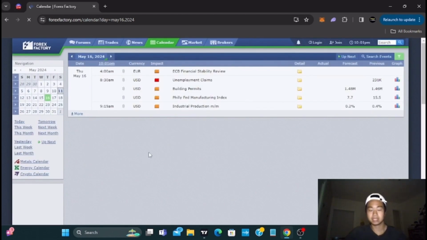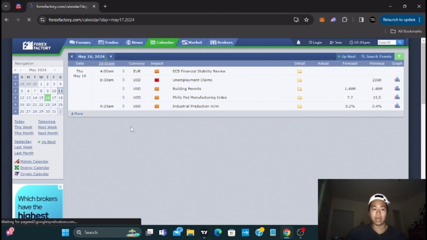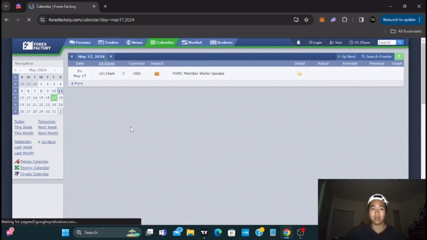On Thursday, May 16th, there's unemployment claims. It does move the market, but not as much as CPI and PPI. So you can wait like 15 to 20 minutes after news has come out to see if there's trading opportunities. And on Friday, there's no high impact news, so you can trade on Friday.